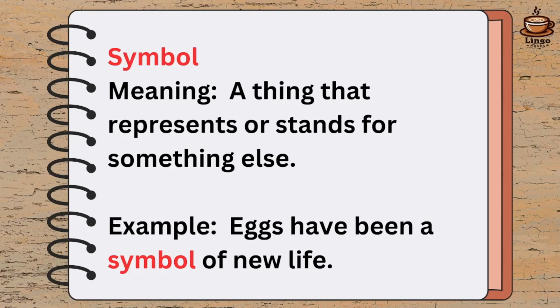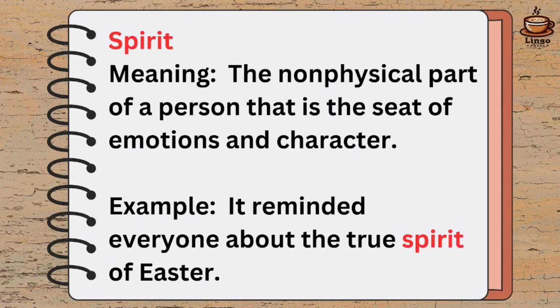Symbol. Meaning, a thing that represents or stands for something else. Example: Eggs have been a symbol of new life. Spirit. Meaning, the non-physical part of a person that is the seat of emotions and character. Example: It reminded everyone about the true spirit of Easter.